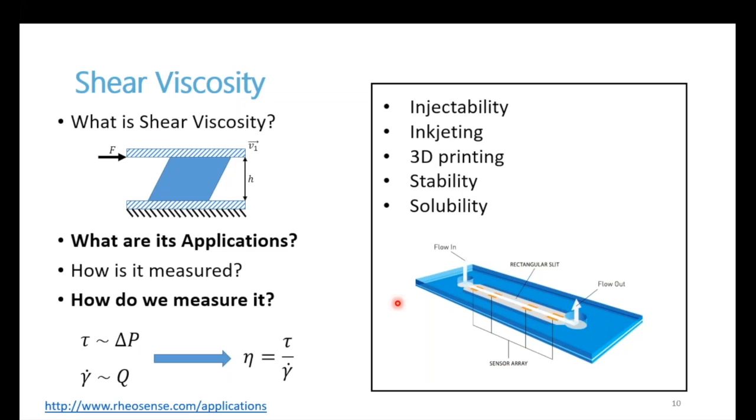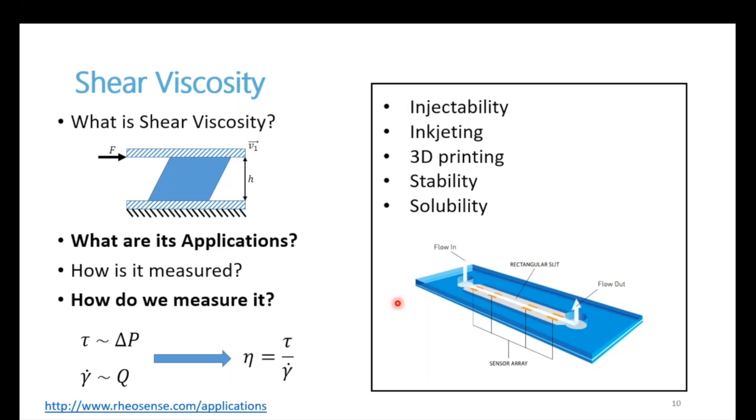The next one will be inkjetting. So if you are working with inks, for example, and you need to jet them to do some kind of printing, the droplet formation itself and the quality of the print are going to be affected by shear and extensional viscosities, as well as the surface tension and wetting properties. So shear viscosity is something that you want to have a handle on if you're doing inkjetting.